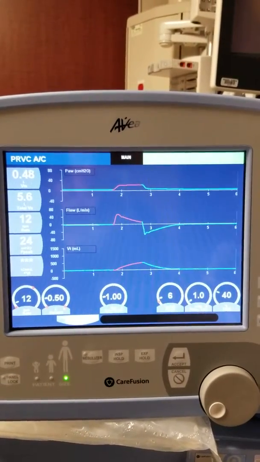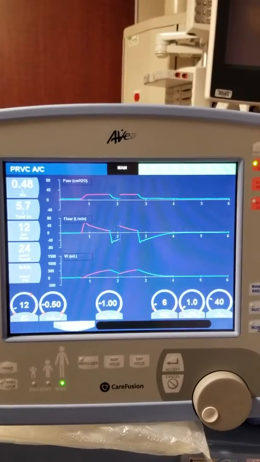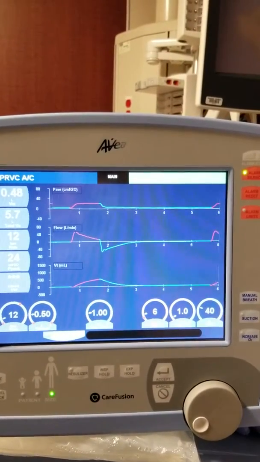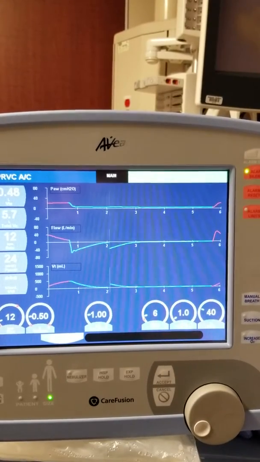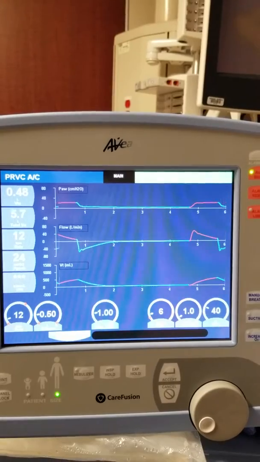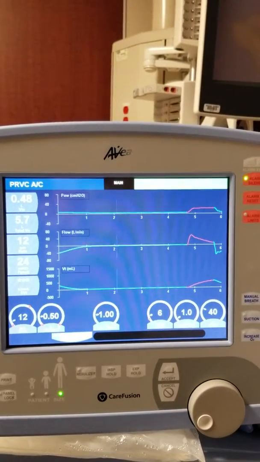The patient cannot be assisting the machine, so there cannot be any assisted breaths. So if it's something you could talk maybe your clinical partners into, maybe giving them a little bit extra medication to take a nap, that could help.